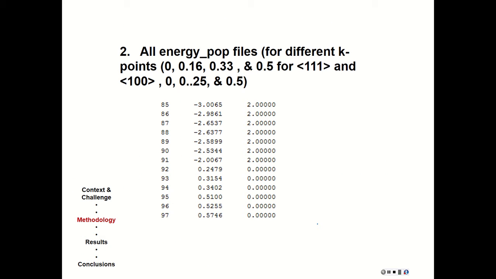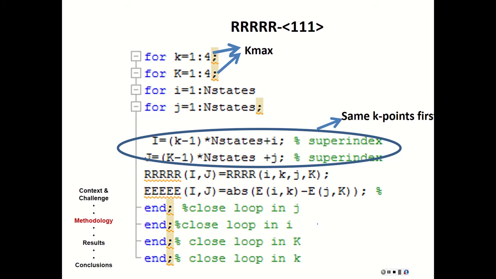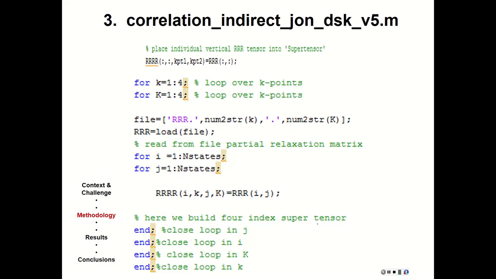And number two, we need the energy file for states. Each file for each K point has maybe 60 states. And number three, we need this MATLAB code. When we run this code, we should have Redfield tensors. So after running this code, we have 4 Redfield tensors.